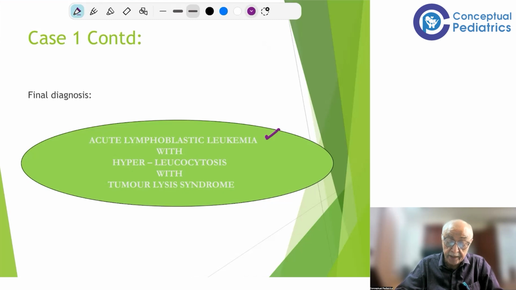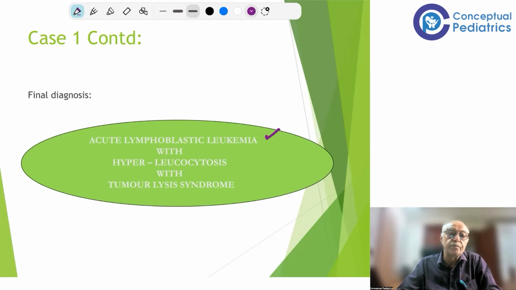So this child had hyperleukocytosis, and hyperleukocytosis and tumor lysis syndrome in children go hand in hand. Now, whenever you have a higher count, when the cells get lysed, either on their own or because of chemotherapy, there is a triad, or rather four things which occur, and that is what is called tumor lysis syndrome.